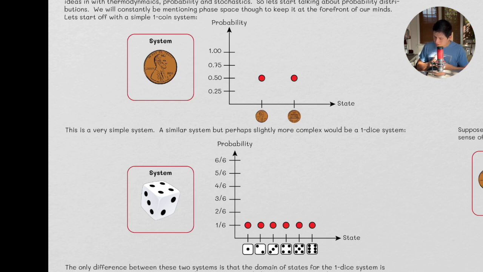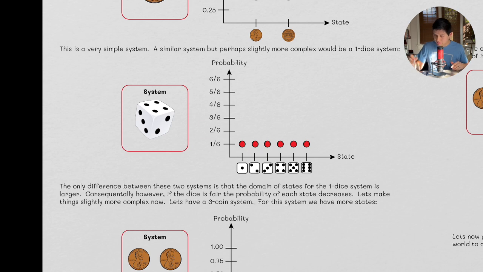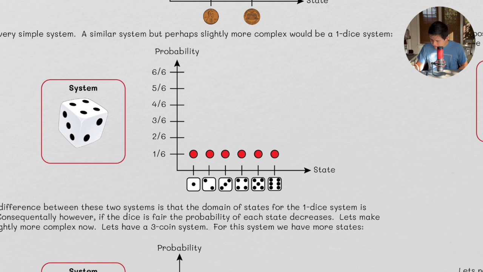So this could be a one dice system. Here's our system, it's a dice. It can consist of 6 states. Now there are dice out there that have like 8 sides or something like that, but we're talking about your common classical dice. And this dice has 6 states, again assuming it's a fair dice, where no one side is heavier than the other. You don't have a side made of lead or something like that. Then this is what our probability distribution looks like.